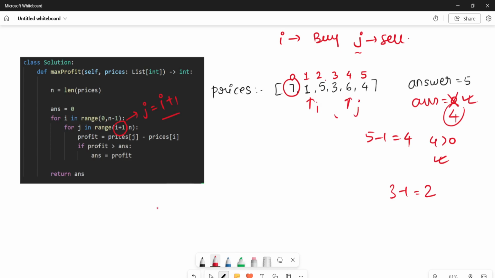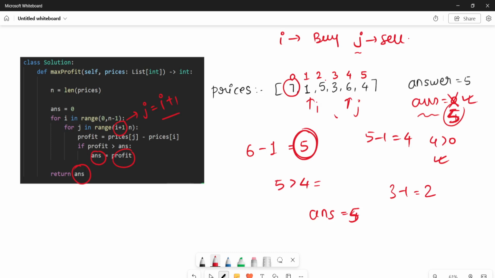Now, here we are getting our answer. 6 minus 1 is 5. Is 5 greater than 4? 4 is coming from this answer variable. Yes, this is the case. Then we will update this answer with 5, because the current difference is 5. And this is how we get this answer and we will return this.